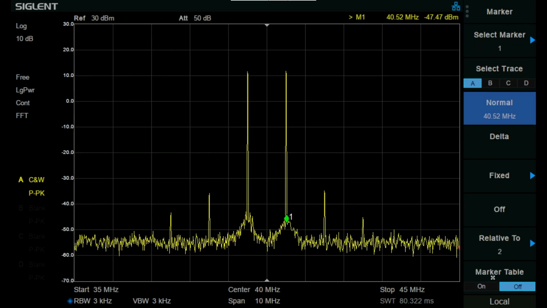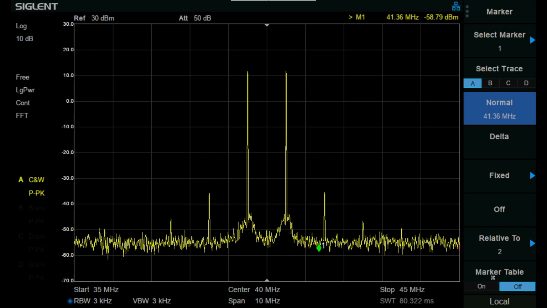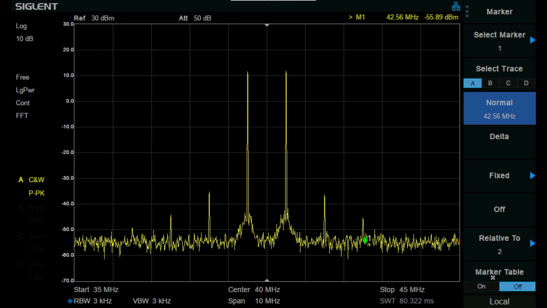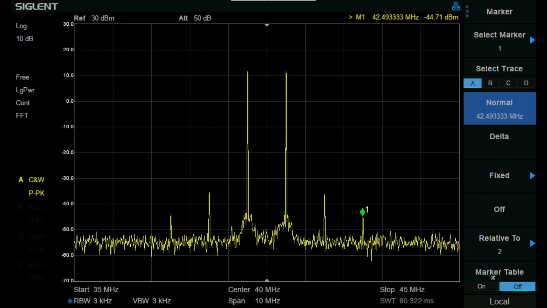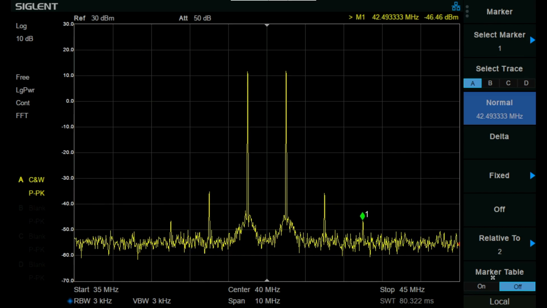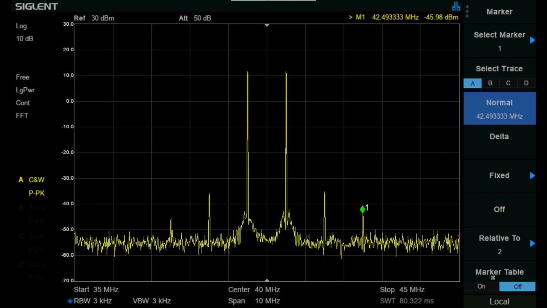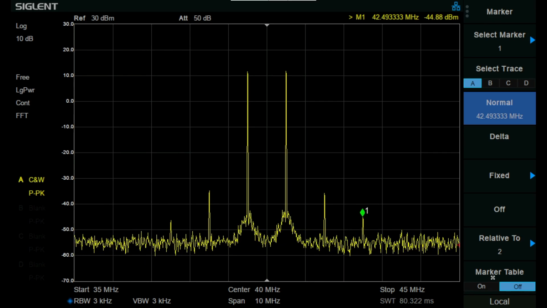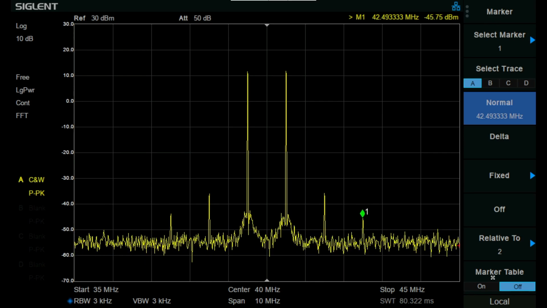You've got, this is our fundamental, and we've got third order here, and we've got fifth order here. Because remember, odd number intermods will produce responses at frequencies close to where we care about. Now, there's two ways we can work out what our third order intercept point is, so how we're going to quantify this as a single number.